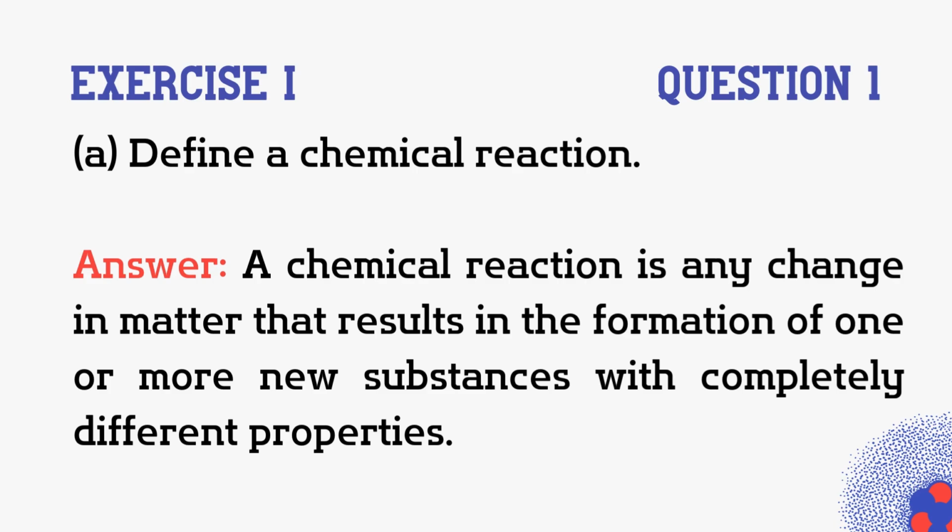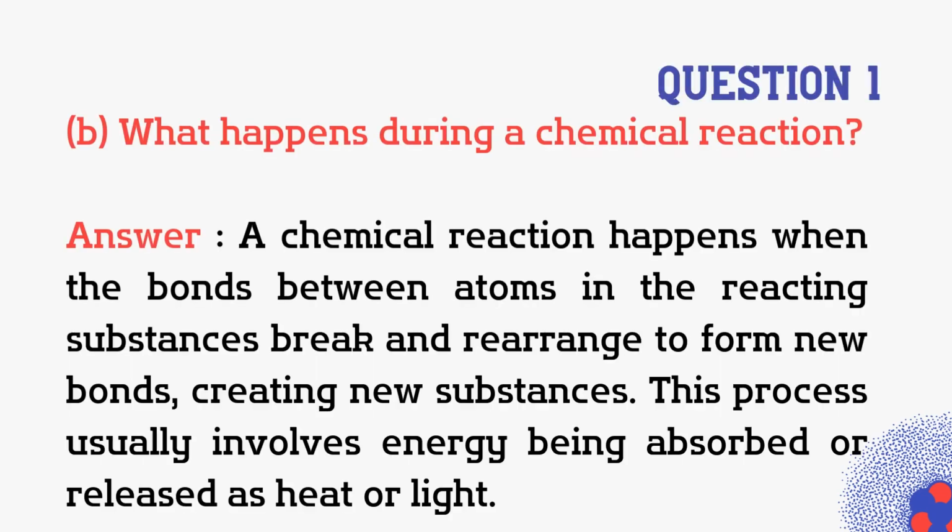Answer. A chemical reaction is any change in matter that results in the formation of one or more new substances with completely different properties. Next question, B. What happens during a chemical reaction? Answer. A chemical reaction happens when the bonds between atoms in the reacting substances break and rearrange to form new bonds, creating new substances. This process usually involves energy being absorbed or released as heat or light.